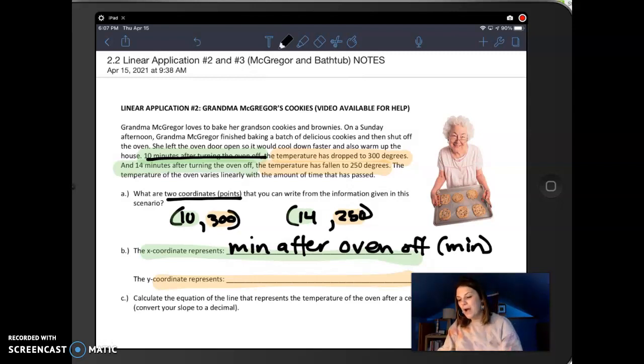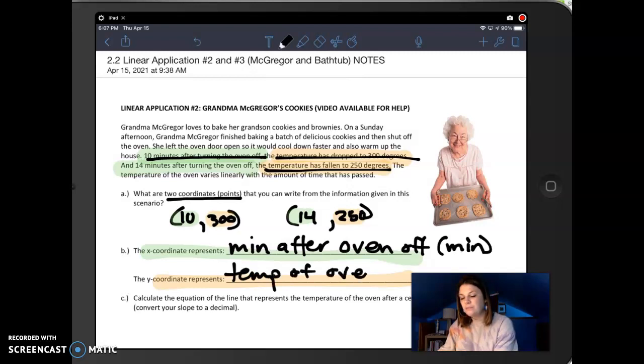All right, so then y coordinates represent. So what does the y part of the point represent in real life? The temperature has dropped to 300 degrees, temperature has fallen to 250 degrees. So it's the temperature of the oven. It doesn't say it in this, but we know that ovens are generally in Fahrenheit. And so we're going to abbreviate that by writing degrees Fahrenheit because we're fancy and also we're lazy. The best mathematicians are so lazy.